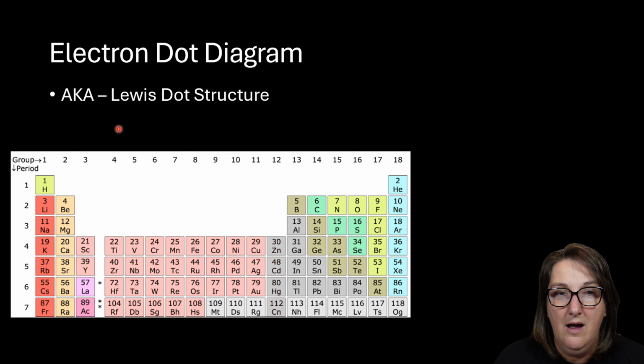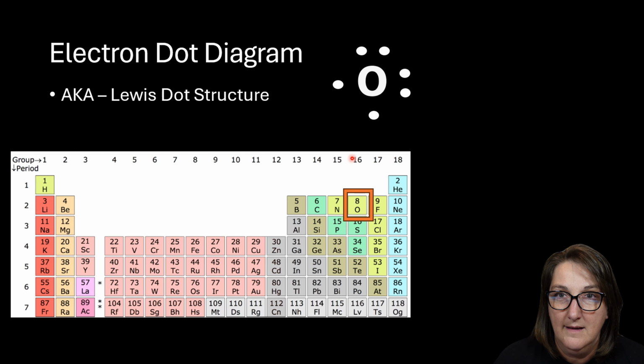All right, so now we know which group number these are in. So let's look at oxygen. I want to draw the Lewis dot structure for oxygen, so I need to know how many valence electrons oxygen has. Oxygen has 6. So how many dots would I draw around oxygen? 6. 1, 2, 3, 4, 5, 6.